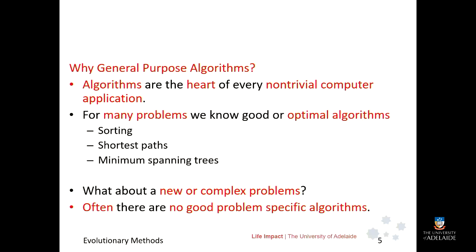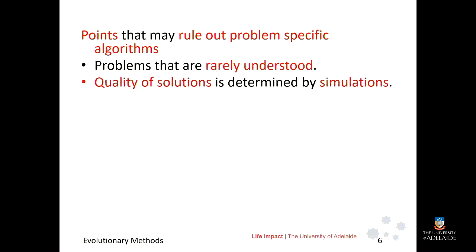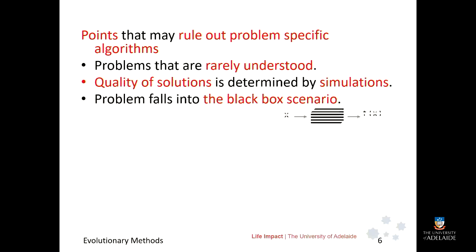Okay, think of an engineering design problem where you have a lot of parameters that you need to adjust. You can put in some problem knowledge, but in the end, you perhaps have to run a simulation that is then giving you somehow a quality of your parameter setting, right? Okay, so there are certain points that rule out these specific algorithms. If you don't understand your problem, if the quality of solutions is determined by simulations, then that falls into what we call the black box scenario. So you have a potential solution here, you see.